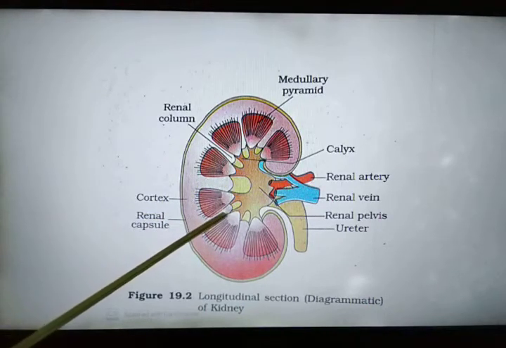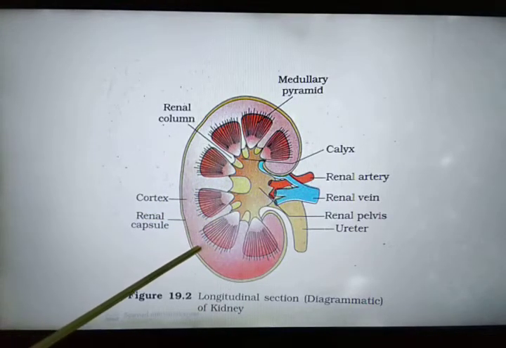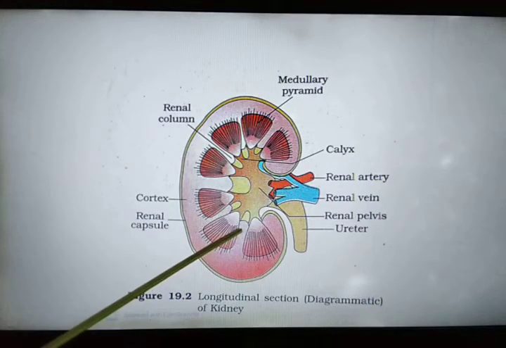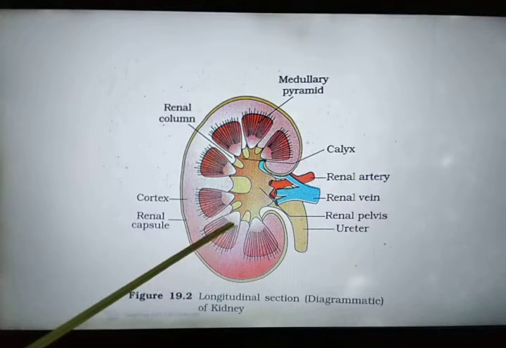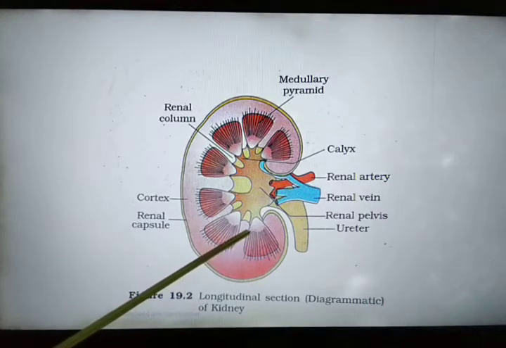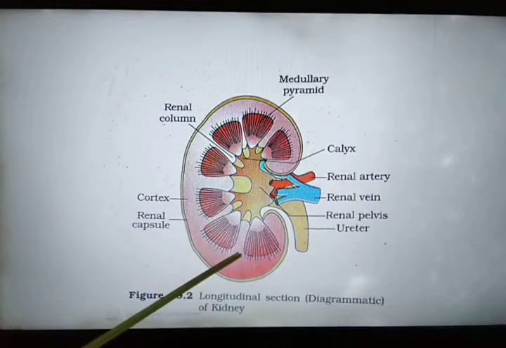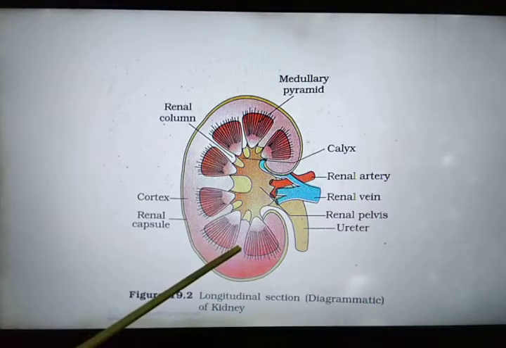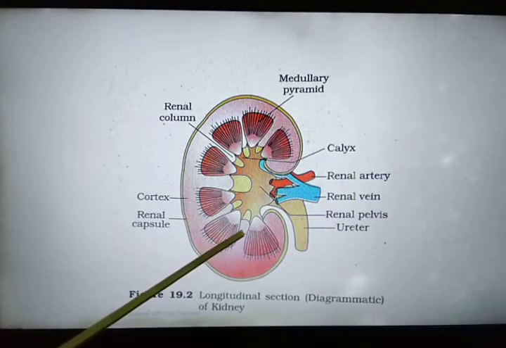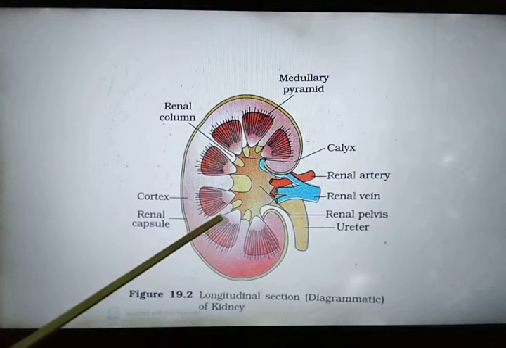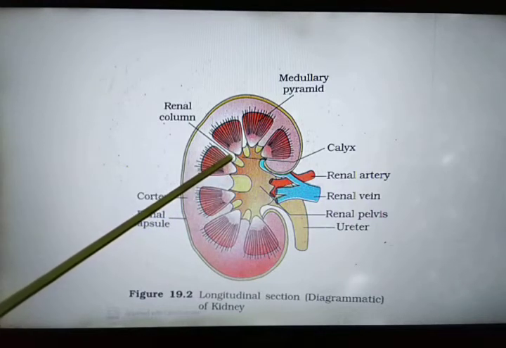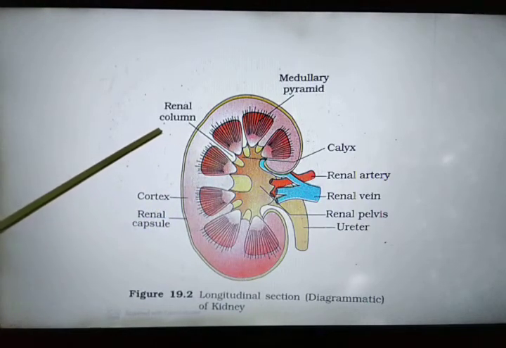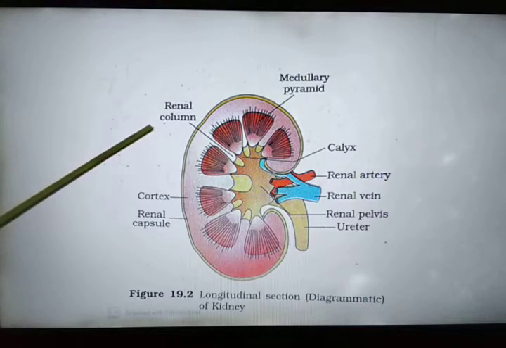The part of the cortex region which extends in between the medullary pyramids is known as the column of Bertini. So this structure is known as the column of Bertini. The region of the cortex which extends between the medullary pyramids is known as the column of Bertini, or renal column.